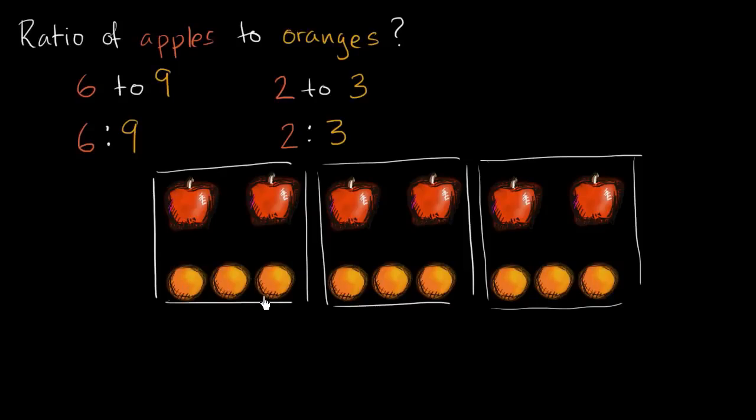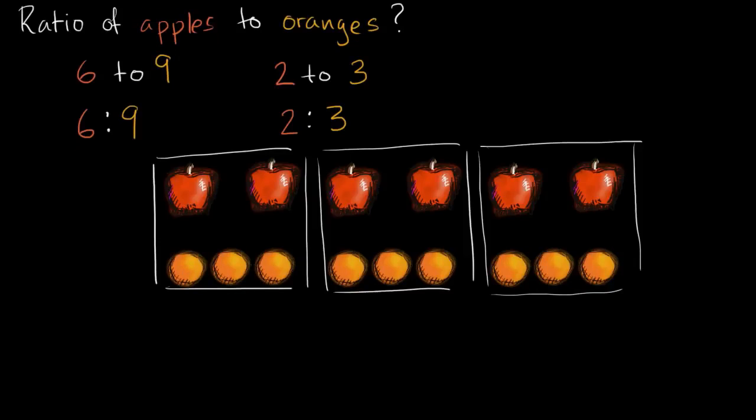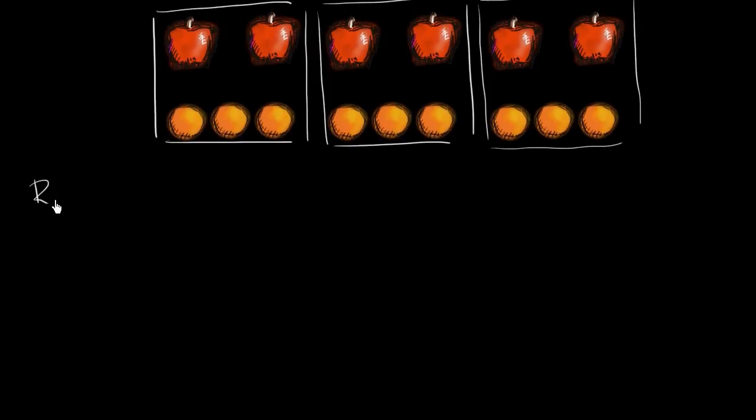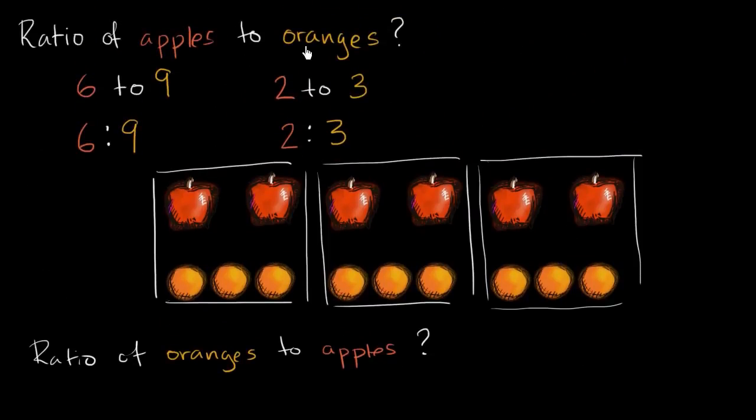But we could think about things the other way around as well. We could also think about what is the ratio of oranges to apples. And here we would essentially switch the numbers. Notice, up here we said apples to oranges, which is 6 to 9, or 2 to 3, which is an equivalent ratio. And here we're going to say the ratio of oranges to apples. So we've swapped these two, and so we're going to swap the numbers.